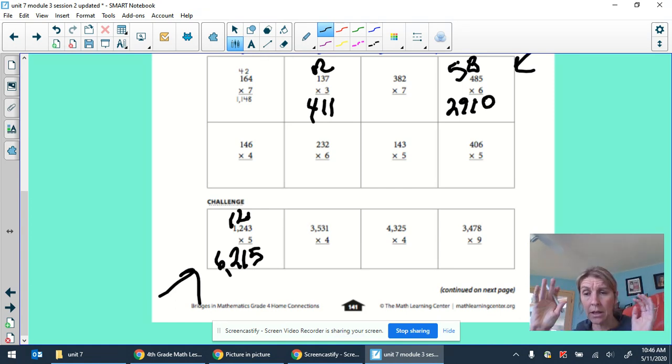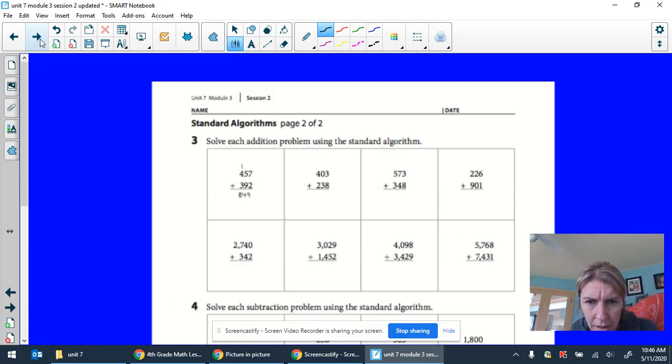I multiplied and I moved from the ones to the tens to the hundreds to the thousands. So challenge, yes, it's just one more step. But once you get comfortable, you're going to be able to move through it.